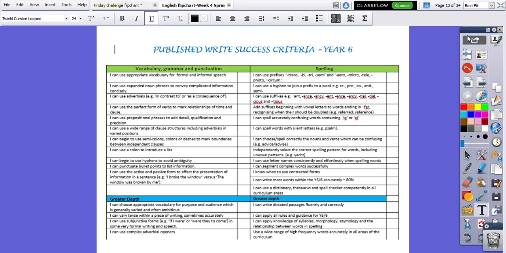Remember to send your work to your teacher via email. We are really excited to read your writing, and any amazing pieces will go onto Class Dojo.